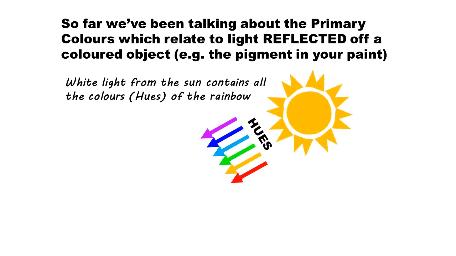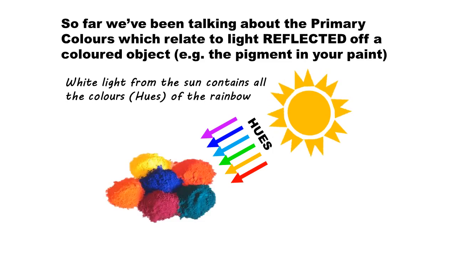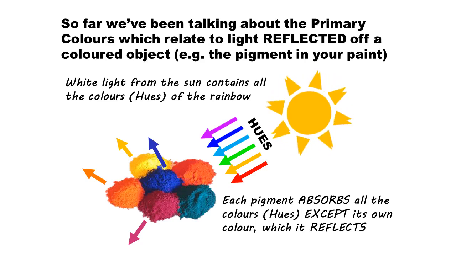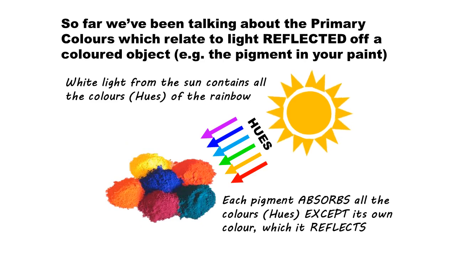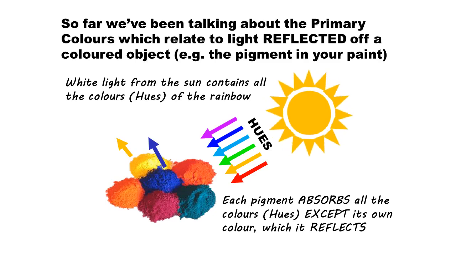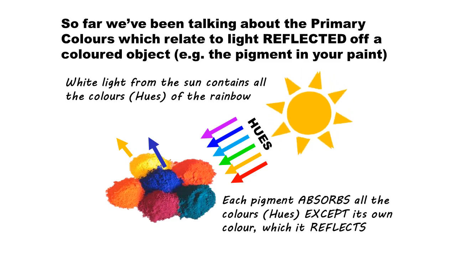White light from the sun contains all the colours of the rainbow, which artists and scientists call hues. Each pigment absorbs all the colours except its own colour, which it reflects. So the yellow pigment absorbs all the colours of light except yellow, which it reflects. Similarly, the blue pigment absorbs all the colours of light except blue, which it reflects.